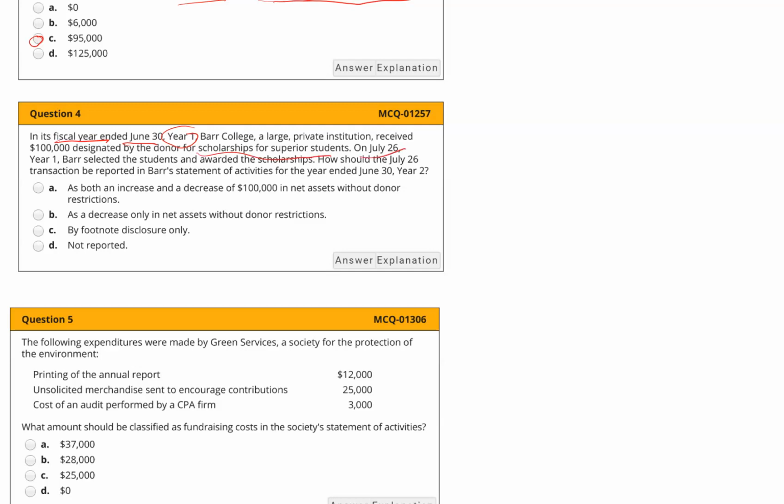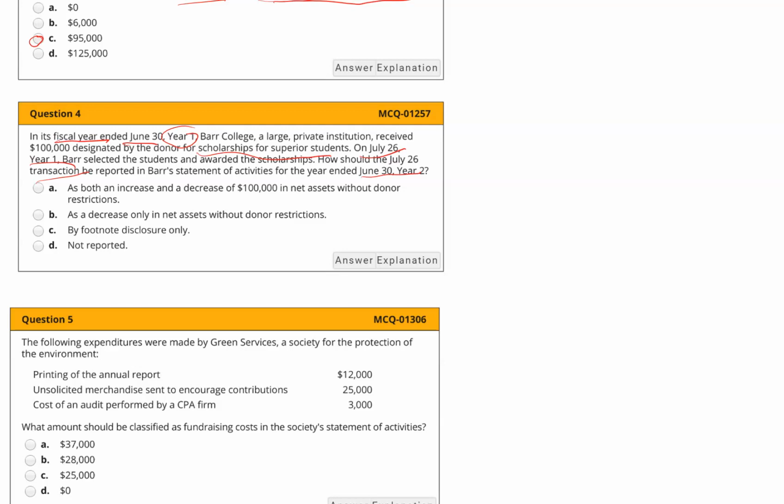On July 26, year 1, Bar selected the students and awarded the scholarship. How should the July 26 transaction be reported in Bar's statement of activities for the year ended June 30th, year 2? So, June 30th, year 1, they finished one year and the fiscal year closed. Now, it's asking about June 30th, year 2.